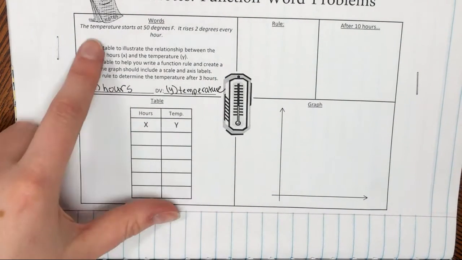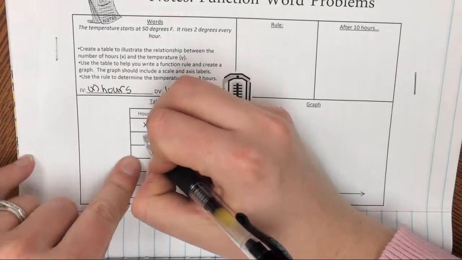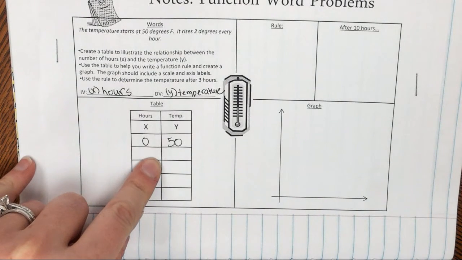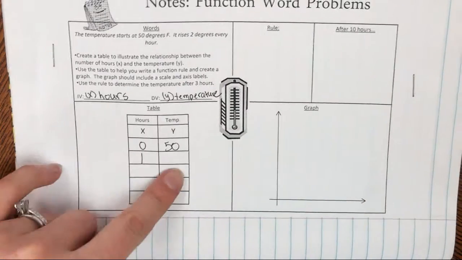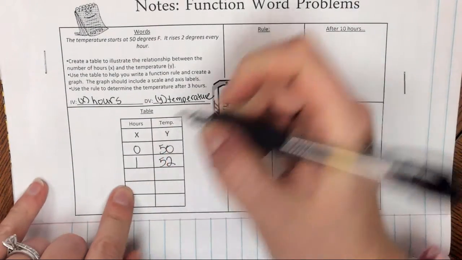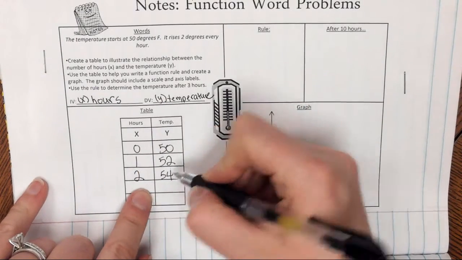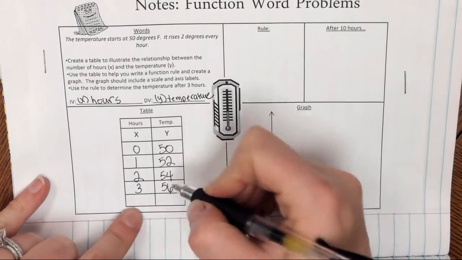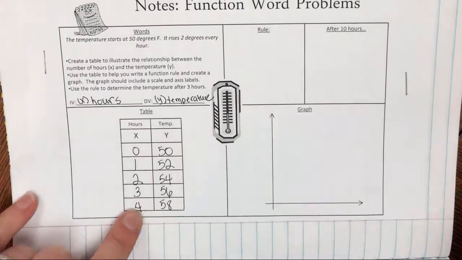So in our table, it says the temperature starts at 50 degrees Fahrenheit. So at 0 hours, my temperature is 50 degrees. It rises 2 degrees every hour. So after 1 hour, I'm going to have to rise 2 degrees, meaning this will be 52. After 2 hours, I'm rising another 2 degrees, so that would be 54. 3 hours, my temperature would be 56 degrees, and 4 hours, my temperature would be 58 degrees.